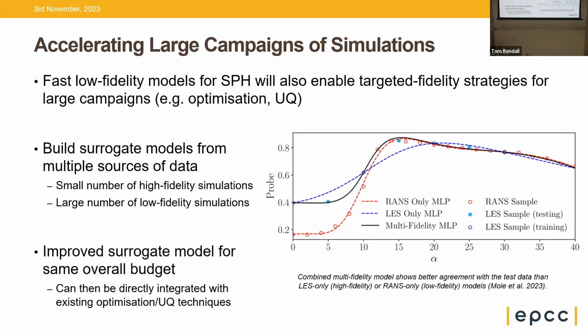This is not my work. This is from a group in Manchester looking at RANS and LES data. You can do it with a neural network, but actually they also did it with Gaussian processes. And when you do it that way, you also get quantification of the uncertainty as well. So that can be fed directly into existing optimization and uncertainty quantification techniques.